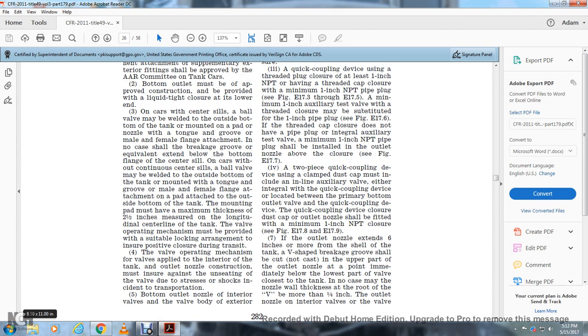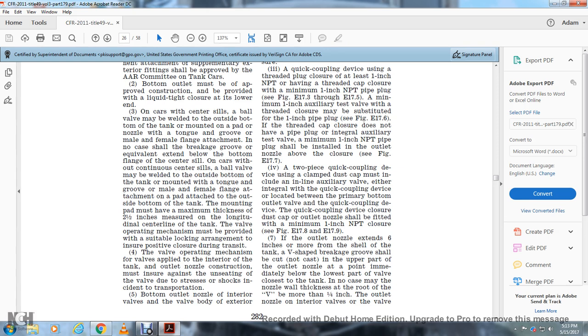Bottom outlets must be approved, with construction provided with a liquid-tight closure for the lower end. One of the car's center seal with ball valve may be welded to the outside of the bottom of the tank, mounted with the pad nozzle with the tongue and groove of the male and female attachment. In no case shall the breakage groove or equivalent extend below the bottom of the flange of the center seal on the car. Only a continuous center seal with ball valve may be welded to the outside bottom of the tank, mounted within the tongue and groove of the male and female flange attachment, with the pad attached to the outside of the bottom of the tank. The mounting of the pad must have a minimum thickness of 2.5 inches measured from the longitudinal center line of the tank.